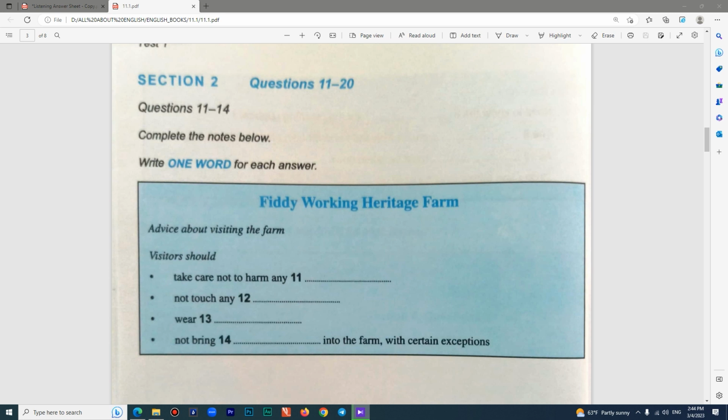Welcome to the Fiddy Working Heritage Farm. This open-air museum gives you the experience of agriculture and rural life in the English countryside at the end of the 19th century. So you'll see a typical farm of that period, and like me, all the staff are dressed in clothes of that time. I must give you some advice and safety tips before we go any further.